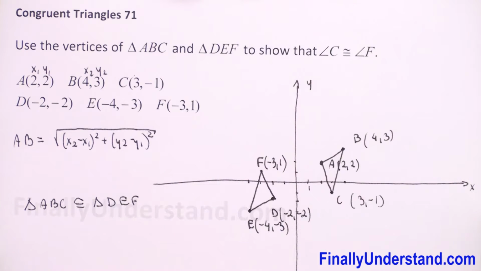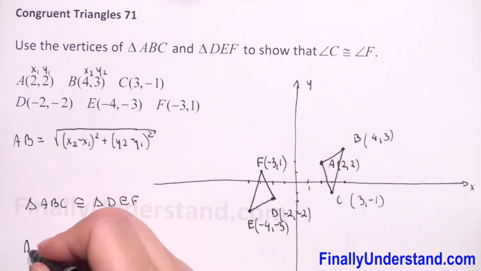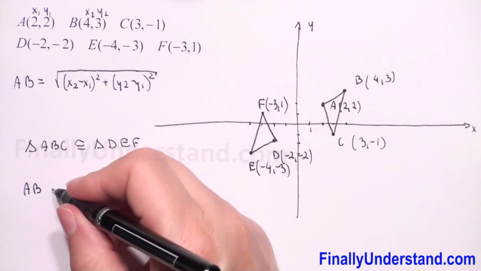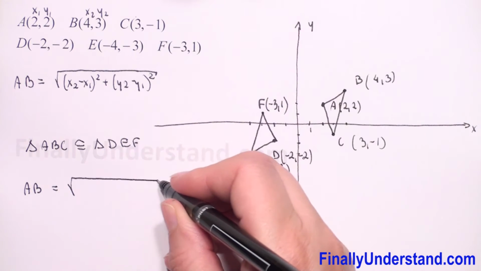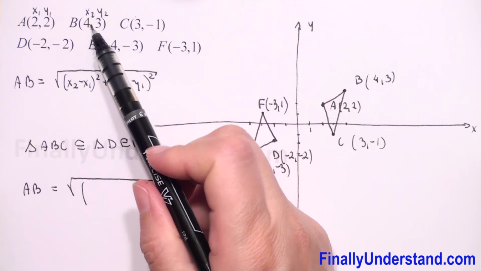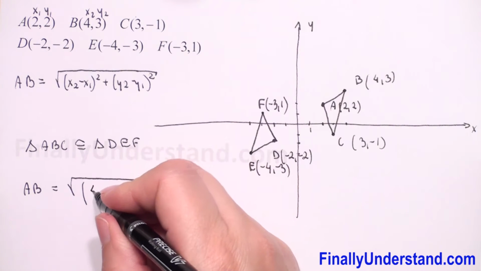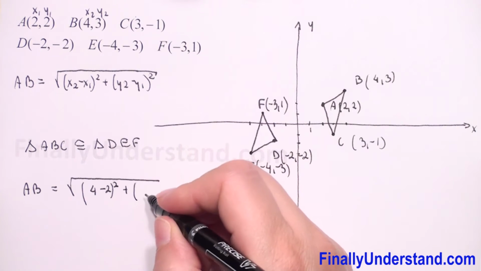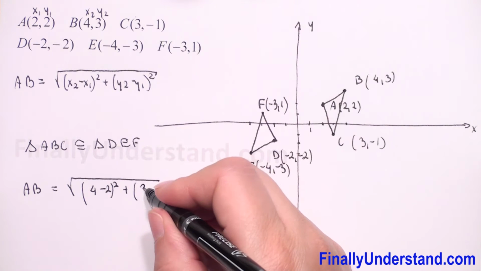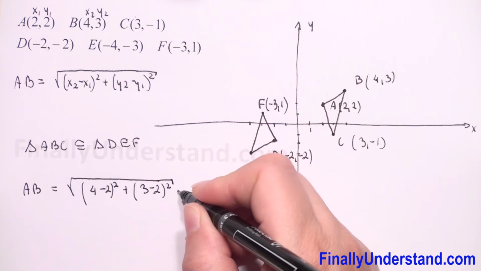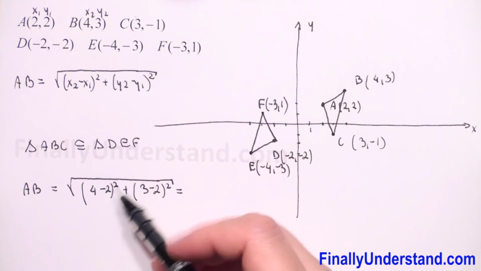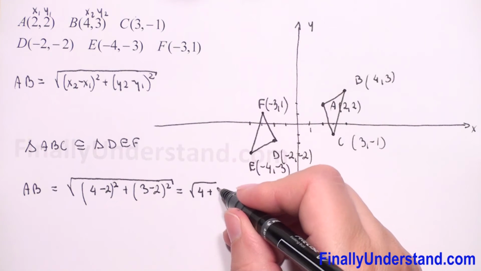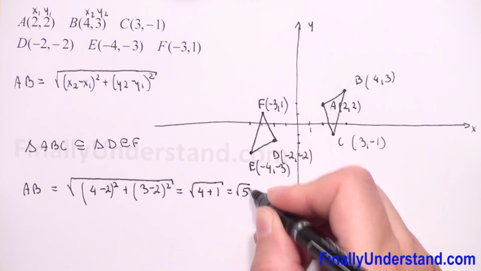So first we have to find the distance between points A and B. So this is equal to the square root of, we have x2 minus x1, so this is (4 minus 2) to the second power plus, and we have y2 minus y1, so it's (3 minus 2) to the second power. This is equal to, 4 minus 2 is 2, 2 to the second power is 4, plus 3 minus 2 is 1, to the second power is 1. So this is the square root of 5.